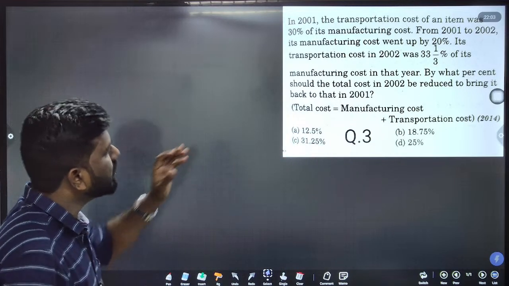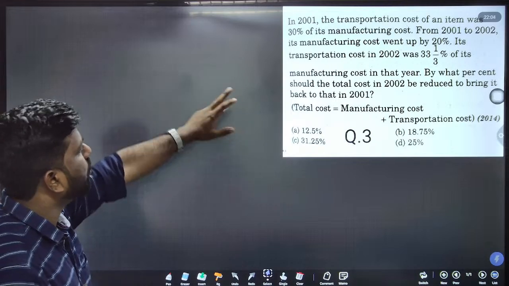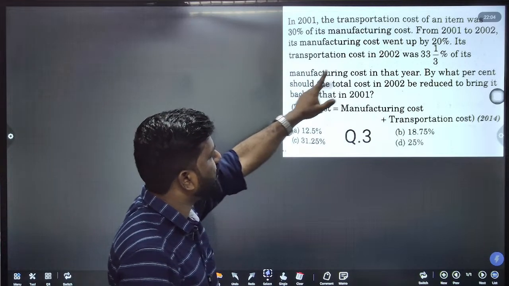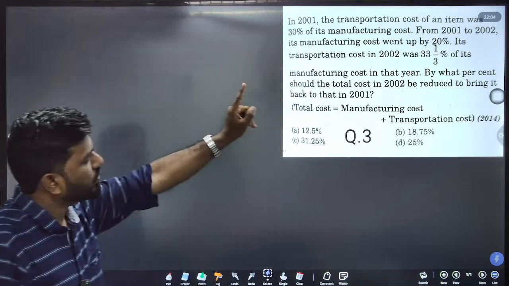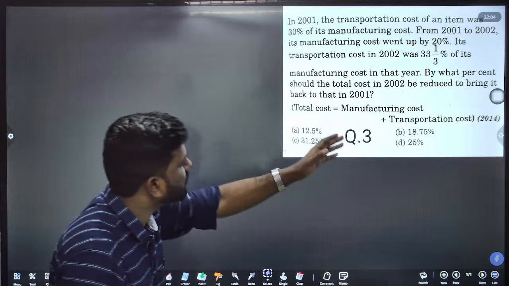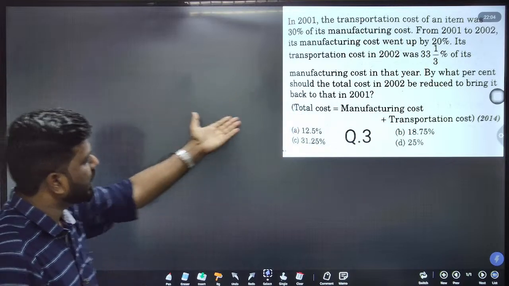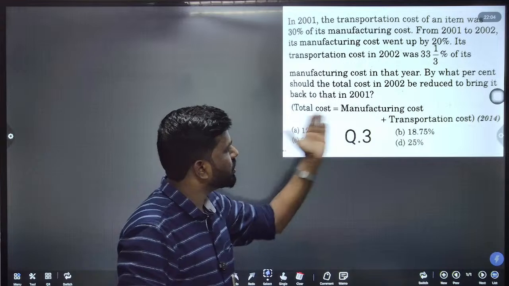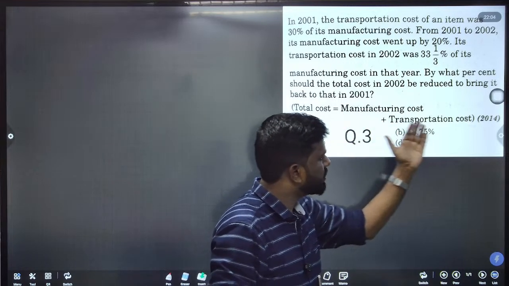In 2001, the transportation cost of an item was 30% of its manufacturing cost. Alright. From 2001 to 2002, its manufacturing cost went up by 20%. Alright. तो हो क्या रहा है? यहाँ पे नीचे फॉर्मूला भी दिया है, total cost equal to manufacturing cost plus transportation cost.